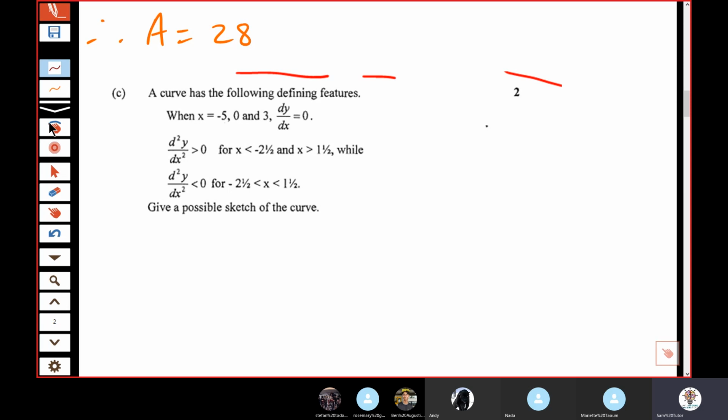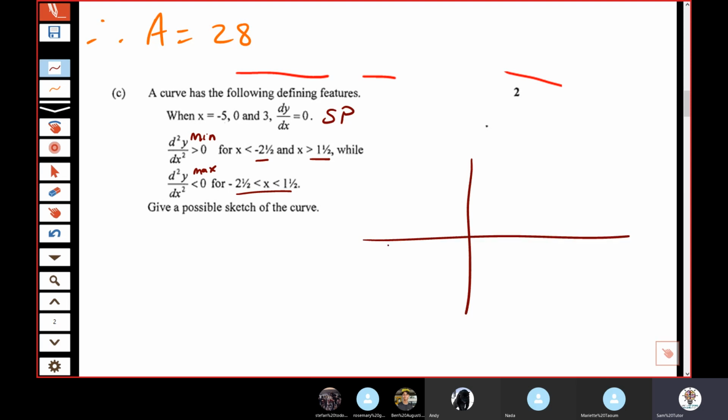Alright. A curve has the following defining features. Negative 5, 0, and 3, dy/dx equals 0. What does that mean? Y double dash is greater than 0. What does that mean? For x less than negative 2.5 and x greater than 1.5, fair enough, while for anything between. Fair enough, I think this is okay. You have something? Let me try it.